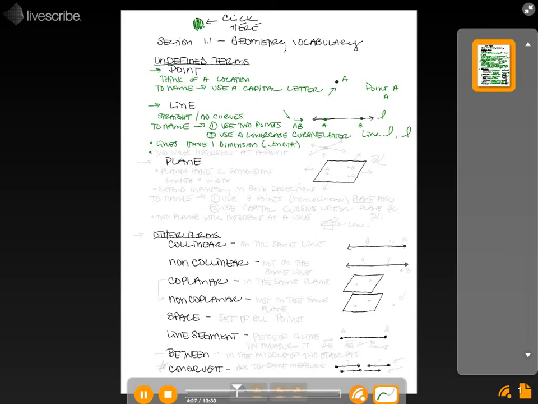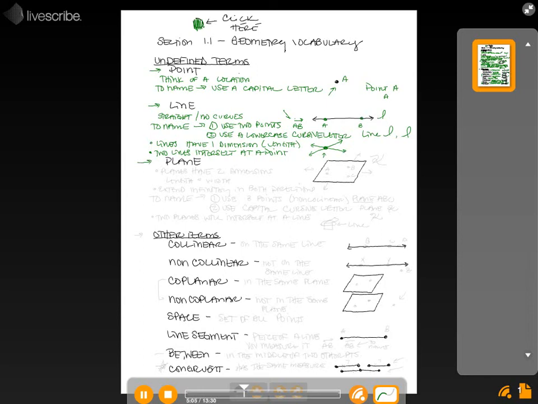Second thing I want you to know is that 2 lines intersect at a point. Now, lines don't have to intersect. They could be called parallel, and they don't have to intersect, but if they do, here's an example of 2 intersecting lines. Where they intersect is a point. Okay? So 2 ideas there. Lines have one dimension called length, and 2 lines can intersect at a point.